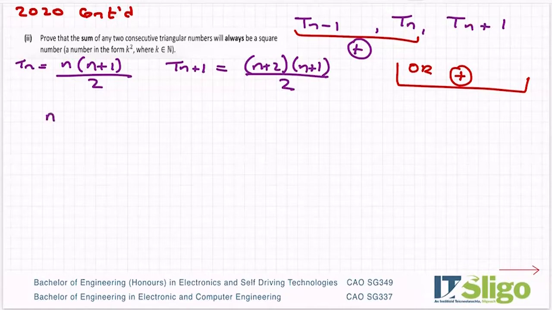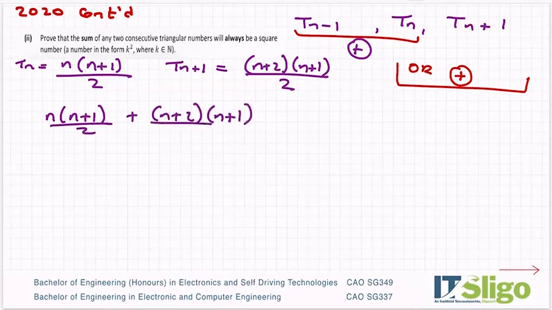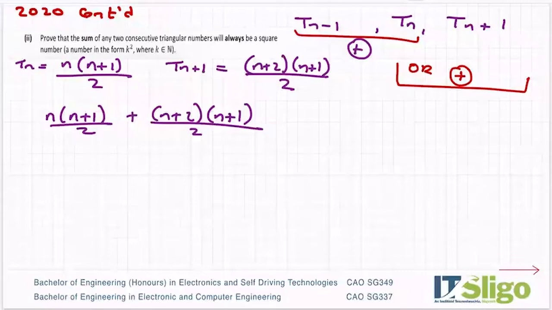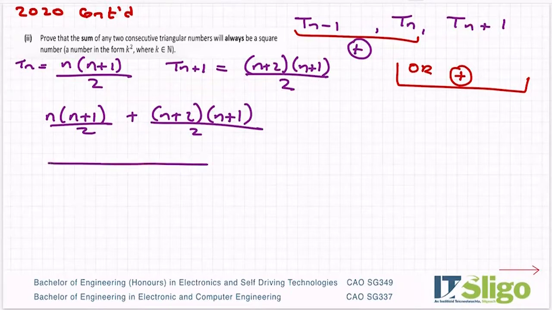So what I'm doing is n times n plus 1 over 2 plus n plus 2 times n plus 1 all over 2. And I'm trying to see if they're a square number. What is the easiest way to do this for ourselves? This might take a bit of playing around just to see how far you get. I'm going to stick it all over 2 anyway, because it's all over the same common denominator. I'm trying to figure out, am I easier multiplying it out now or leaving it as is? So I'm going to multiply it out.